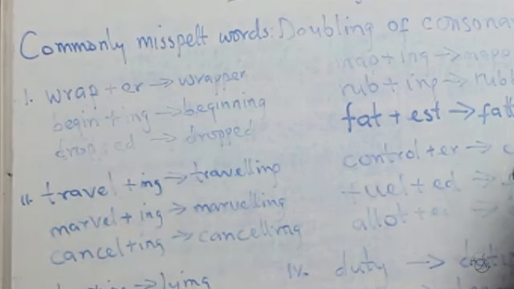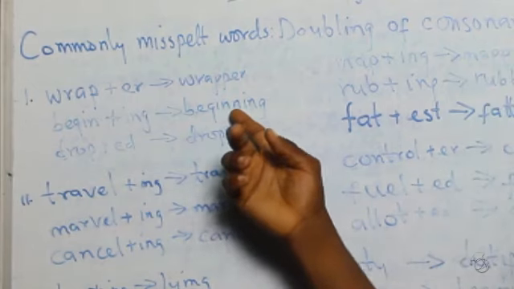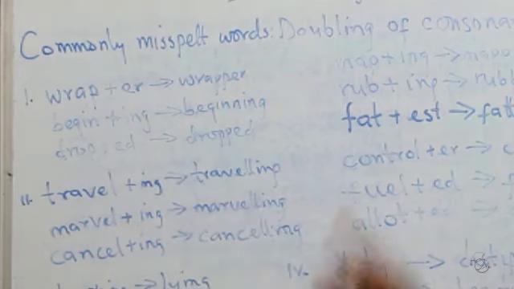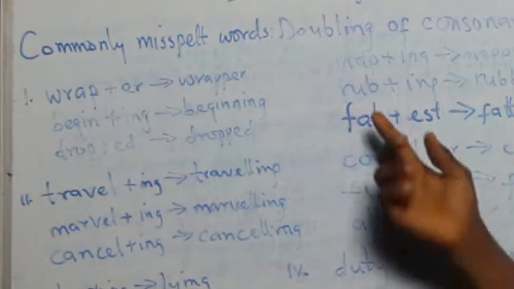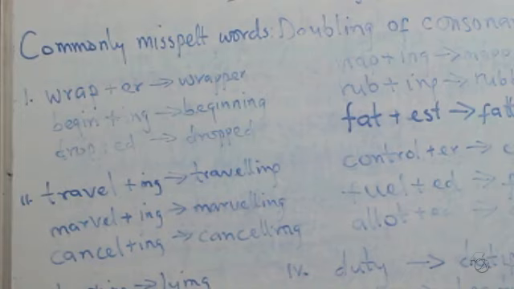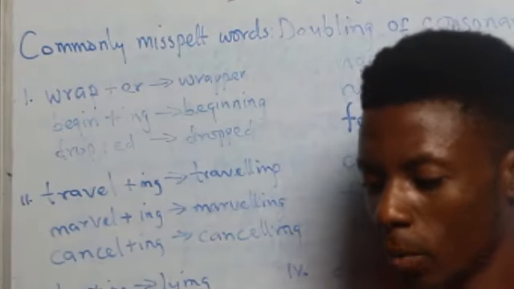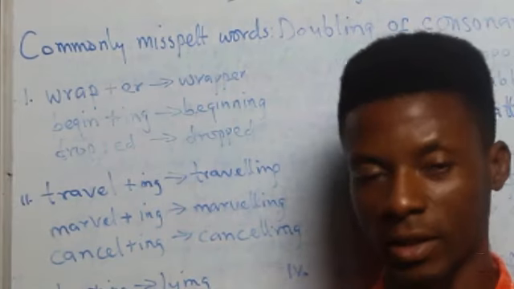In begin, if we add ing to turn it into a continuous tense, we have beginning. We double the n. Drop, we have dropped. Map plus ing, we have mapping. Rub, rubbing. Fat, fattest. The other rule says for words that end in L after a vowel, double the L before adding ER, ED, and ING at the end.